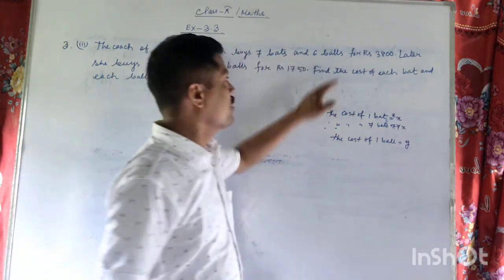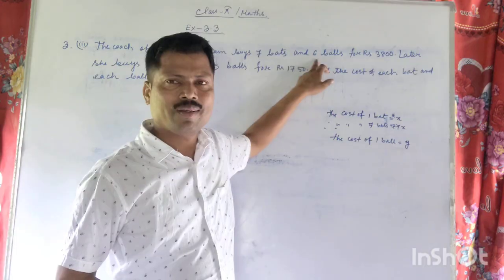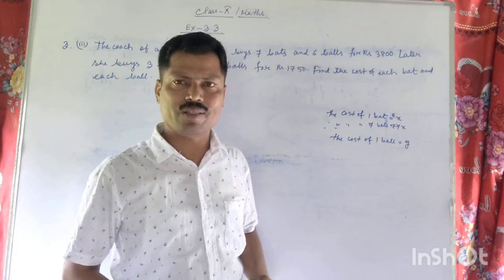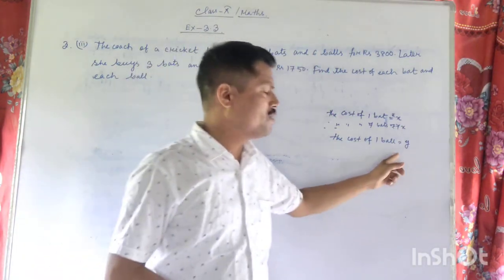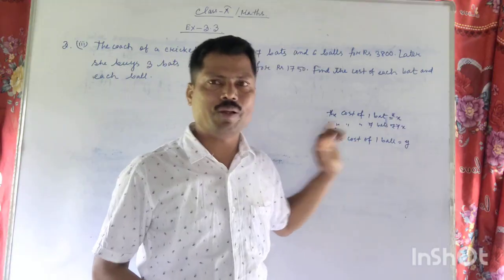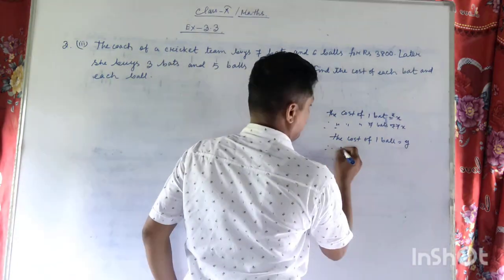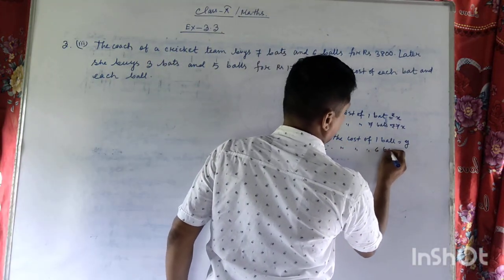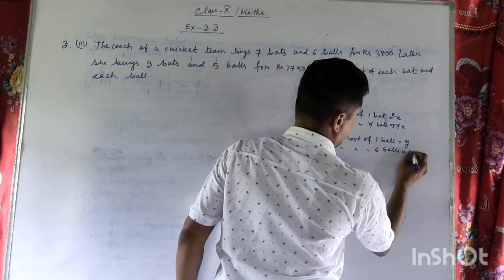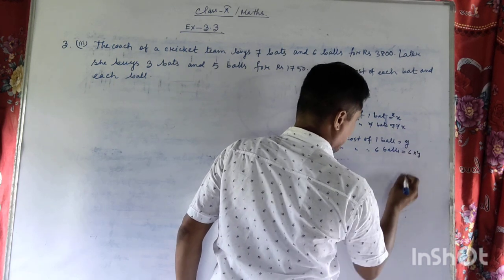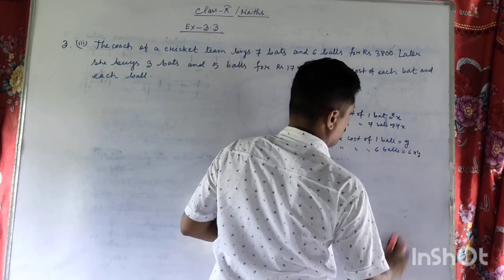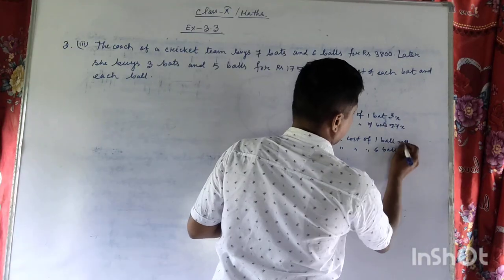Now how many balls are here? 6 balls. Then we have to find out the cost of 6 balls is equal to what? 6 into y, that is 6y. Therefore, the cost of 6 balls is equal to 6 into y. That means you will get here 6y rupees.